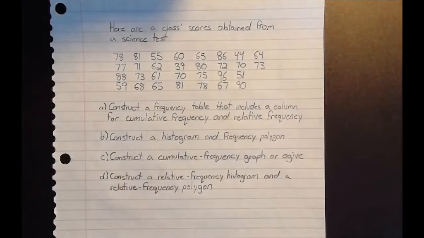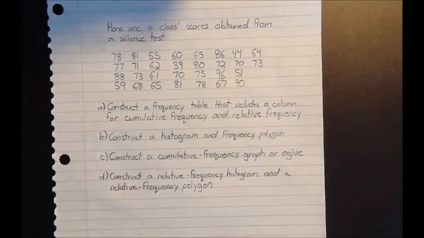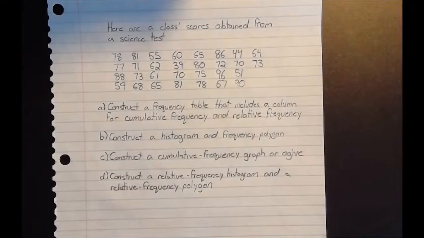four things. First, we're going to construct a frequency table that includes a column for cumulative frequency and relative frequency. Part B, we're asked to construct a histogram and frequency polygon. Part C, we're asked to construct a cumulative frequency graph or an ogive. And part D, we're asked to construct a relative frequency histogram and a relative frequency polygon. So let's begin with part A.